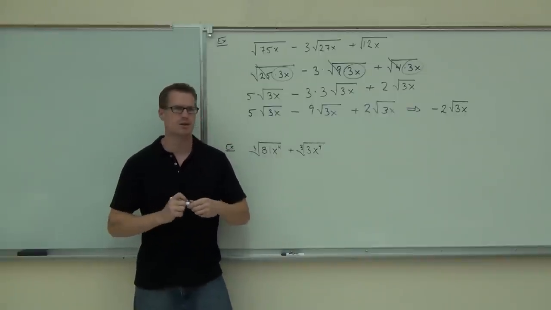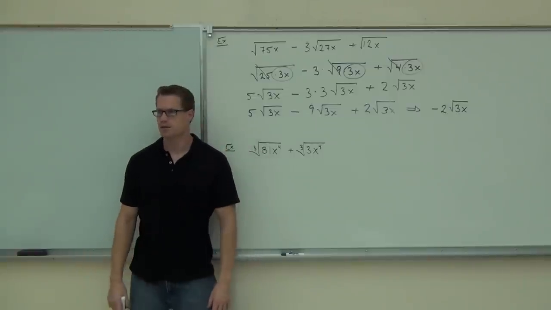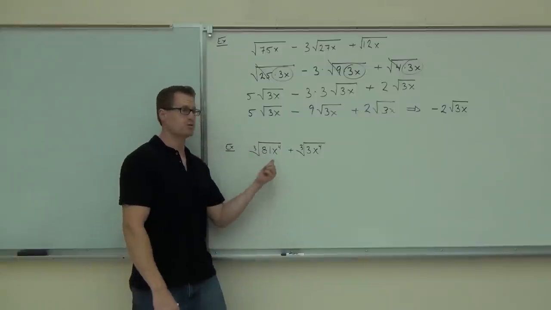Because you know what a lot of people do here? They go, oh, I don't have to deal with 81. And when I cross it out, it's going to give me a 9. See how they can fall in that habit though, right? It's not correct. I mean, the cube root of 81 is not 9.